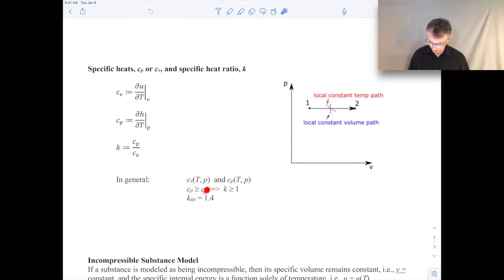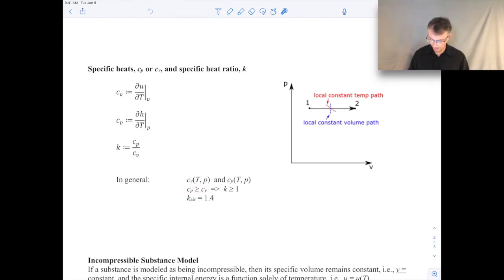C sub P is larger than or equal to C sub V, typically. The reason for that is when you put energy into something at constant pressure, it can expand, unlike constant volume, where it can't expand. So when you put the energy in, you're also doing some PDV type of work, because the volume is expanding at that constant pressure. Some of the energy put in actually goes into PDV work, so you have to put a little more energy in to raise its temperature by 1 degree.